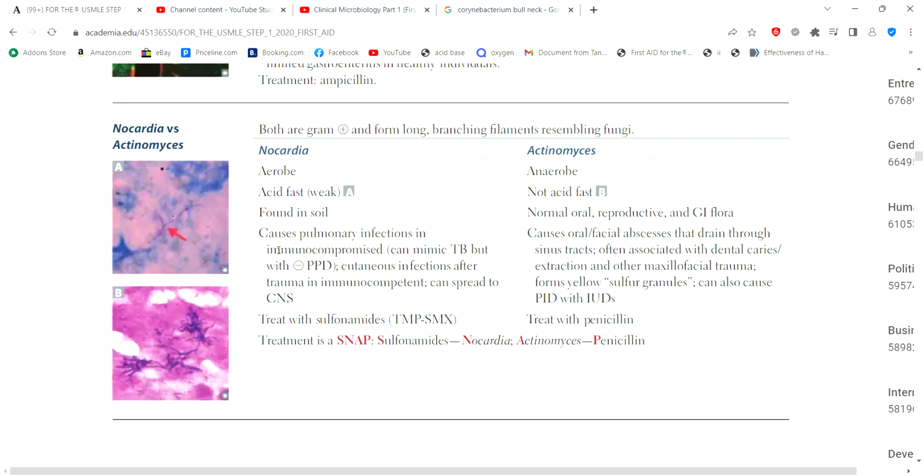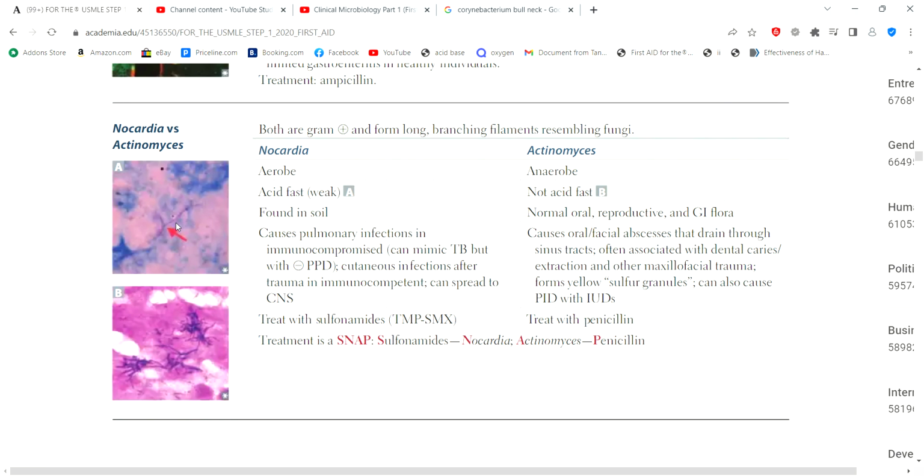You treat Nocardia with sulfonamides. TMP-SMX is what's preferred. Treatment is SNAP. If the patient has Nocardia, you give sulfonamides. If the patient has Actinomyces, you give penicillin. Up here, this first picture is Nocardia, and the second picture is Actinomyces, which we'll get to in a second.